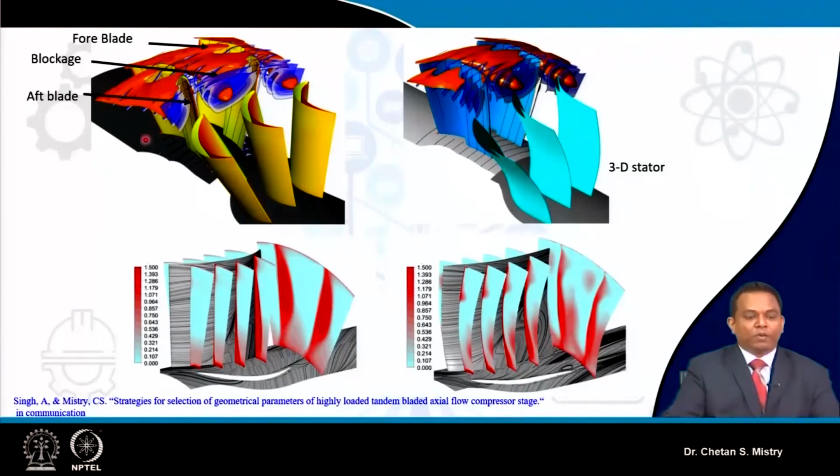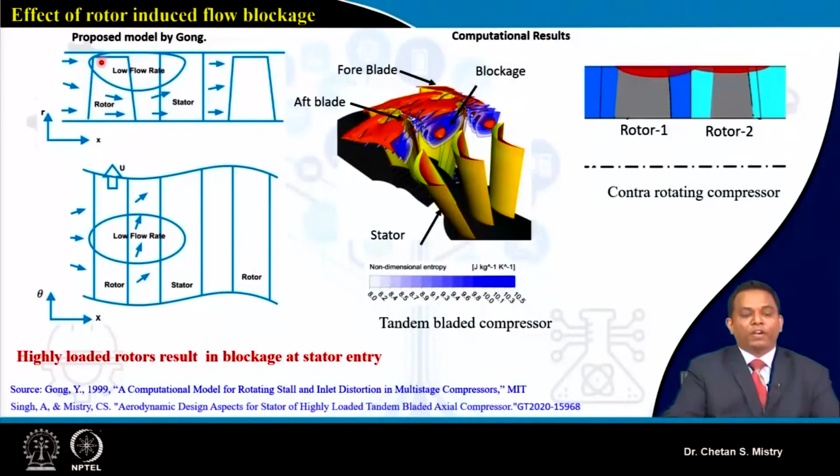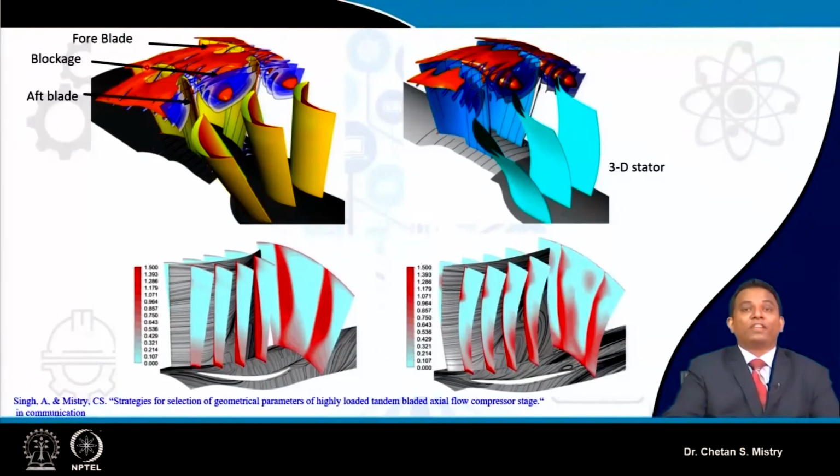This is our ongoing work on the tandem bladed rotor. If we look carefully, as I mentioned earlier, we have two blades, the foreblade and the aft blade. For a rotor, as we discussed in our earlier case, we have tip leakage flow coming from the pressure side to the suction side for the single blade. Here in this case, tip leakage flow happens for both the foreblade as well as the aft blade.